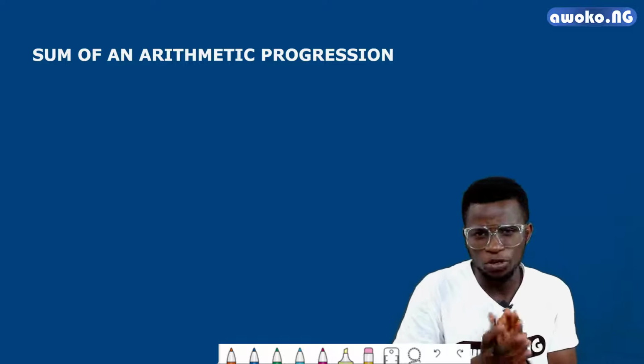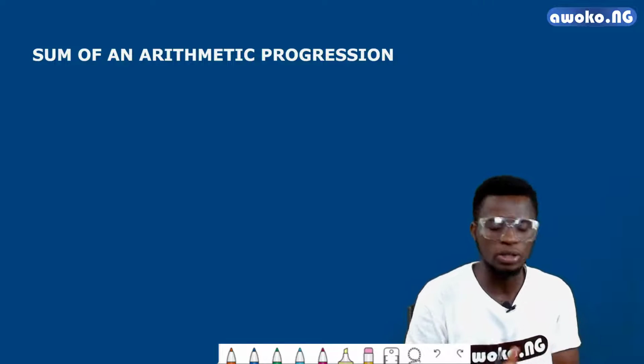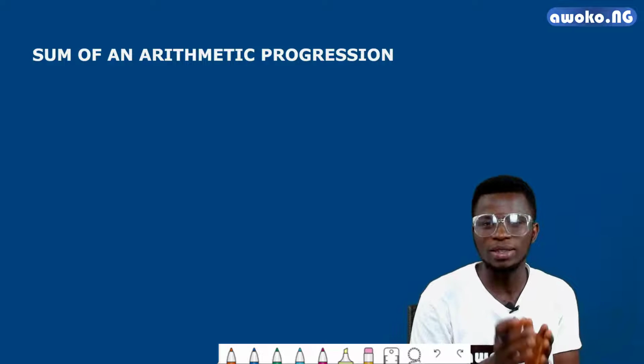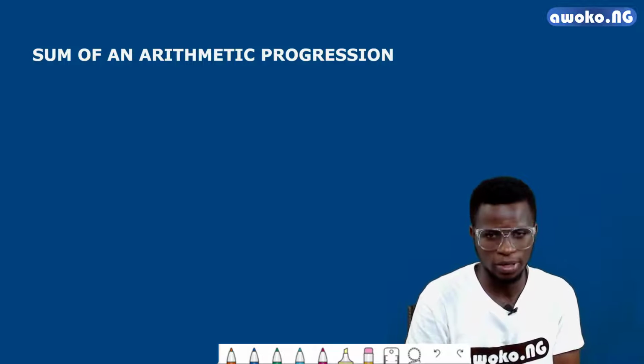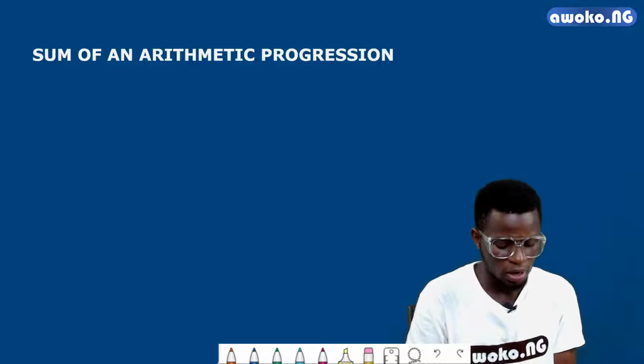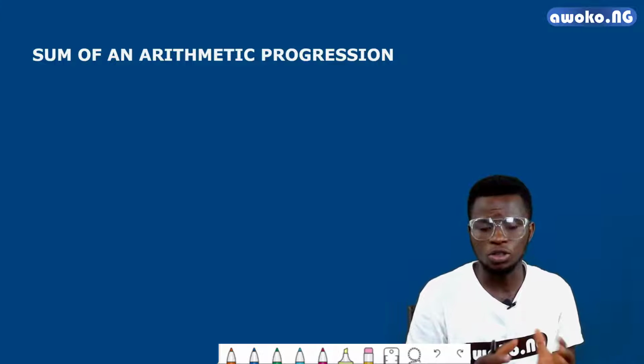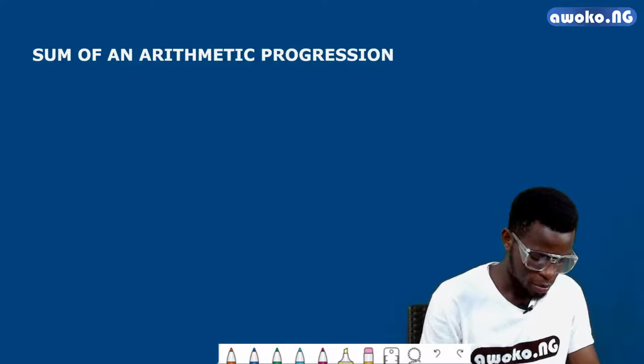The sum of an arithmetic progression or a linear sequence is simply the addition of all the terms involved in that particular arithmetic progression. Is that okay? So let's write down the general formula for the sum of an arithmetic progression.